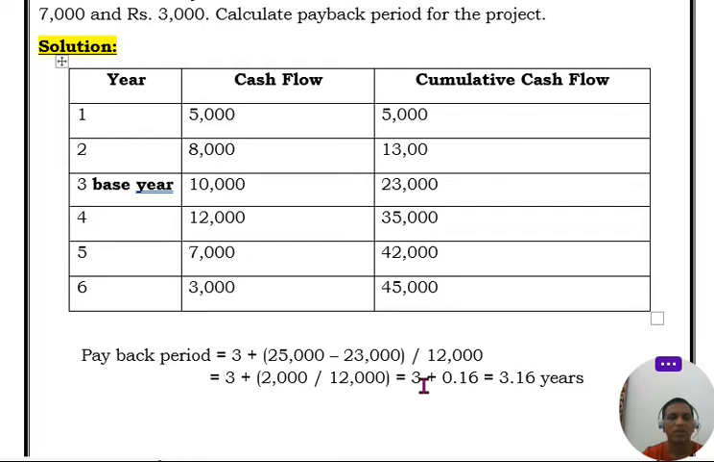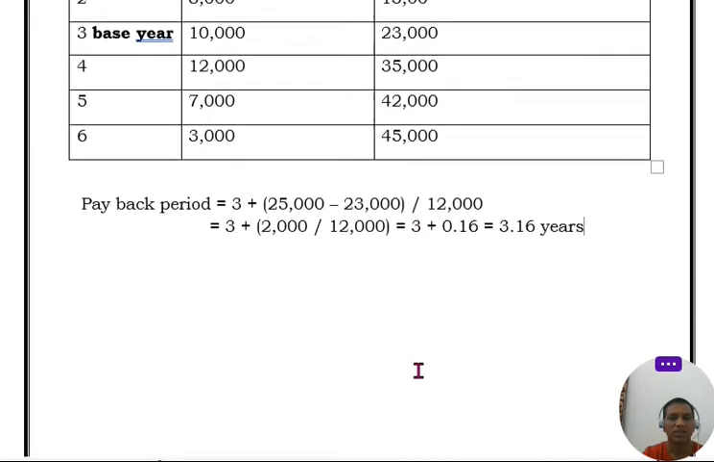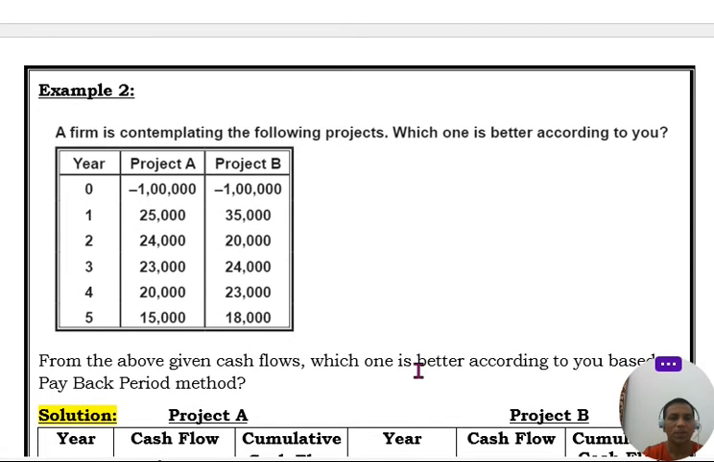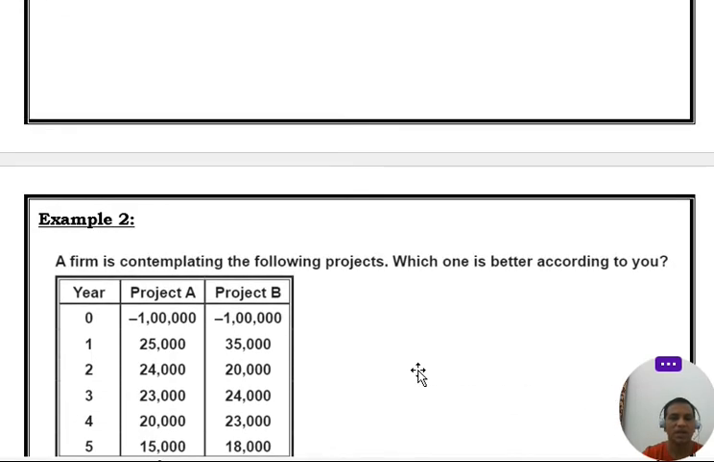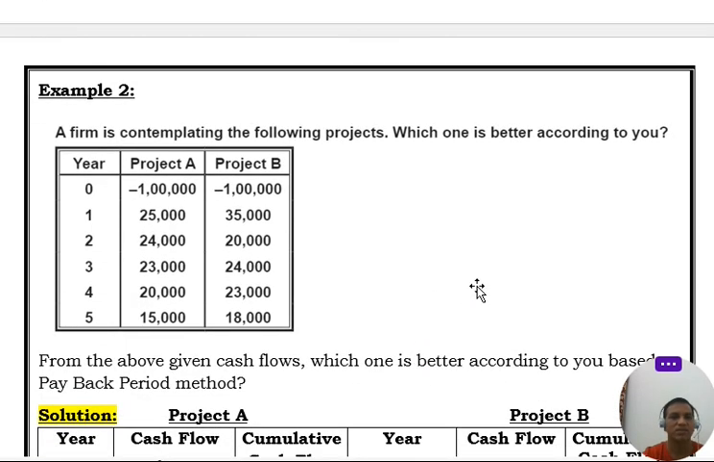The value is 3.16 years. In the same way, I am explaining another model. A firm is contemplating the following projects. Which one is better according to you? From the above given cash flows, which one is better based on the payback period method? So you have to choose which is the best project based on the payback period.